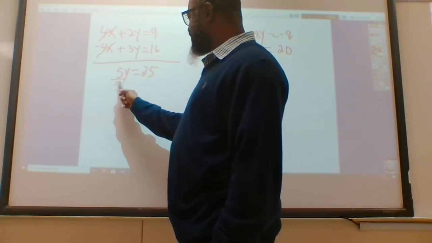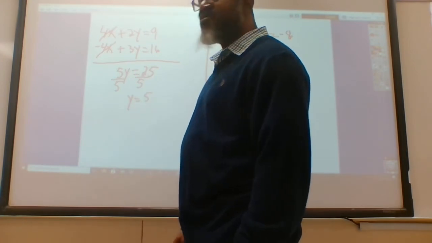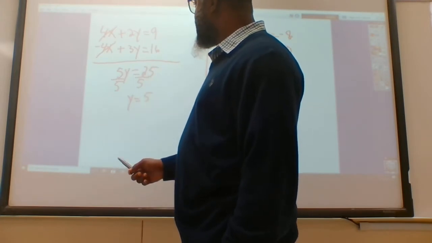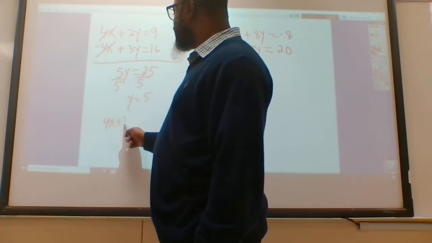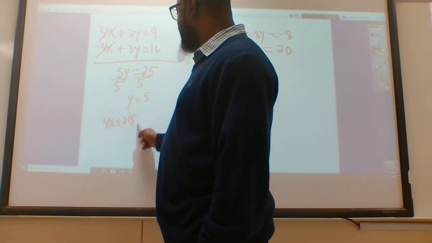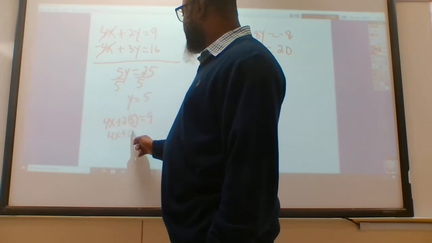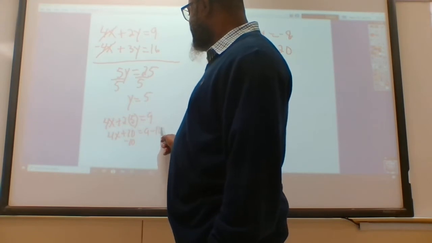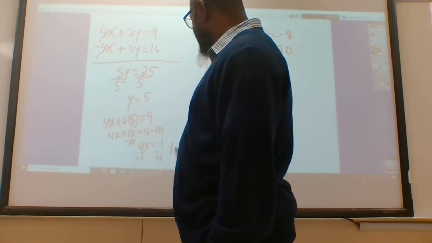Just divide by 5, and I see y is equal to 5. Now, since I know the value of y, I can go into either of the two equations and replace y, and I will be able to find x. So this is 4x plus 2 times y, and y is 5. Substitute 5 for y, equals 9. Then I have 4x plus 10 equals 9. Subtract 10 on each side, and I have 4x equals negative 1. Divide by 4, and x is negative 1/4.